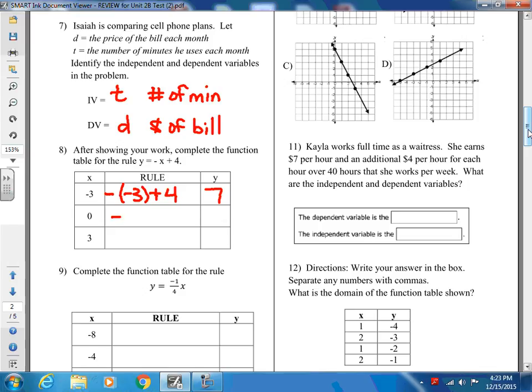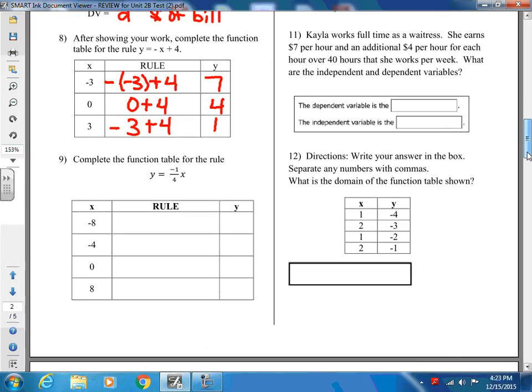Then you have negative 0 plus 4. Well, there's no such thing as negative 0. So essentially that part goes away. And 0 plus 4 makes 4. Then you're going to put in a positive 3 behind that negative sign. Now it's negative 3 plus 4. And that's going to produce a positive 1. Okay, so that's just completing a table once it's ready to go.